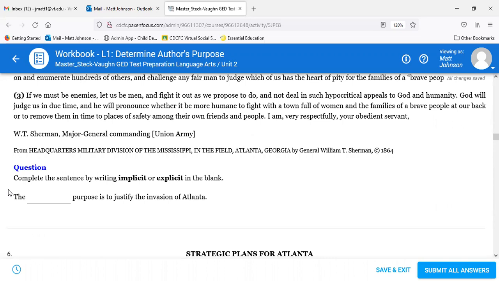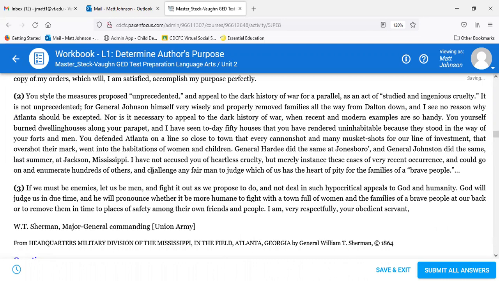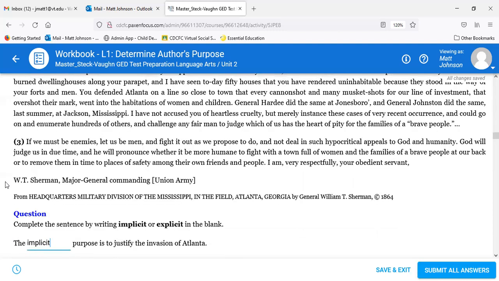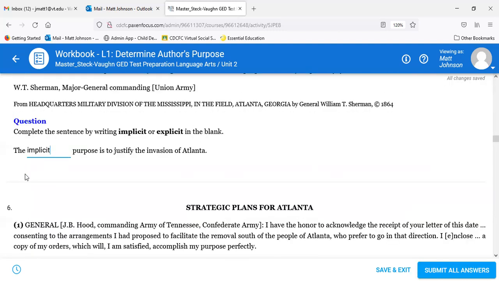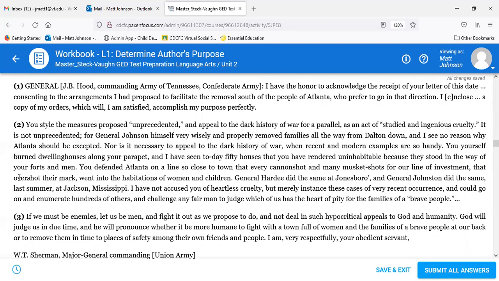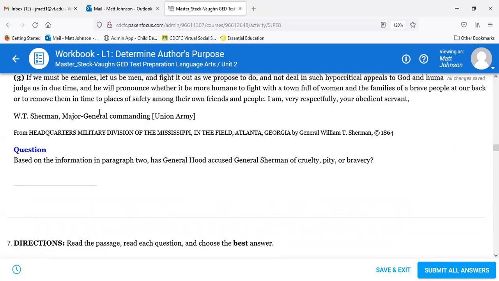Number 5, then, the blank purpose is to justify the invasion of Atlanta. So that's implicit, right? So he gets into details about the dark history of war and this implication of what the occupation of Atlanta will be and the invasion of Atlanta. So implicit for number 5. Number 6, based on the information in paragraph 2, has General Hood accused General Sherman of cruelty, pity, or bravery?